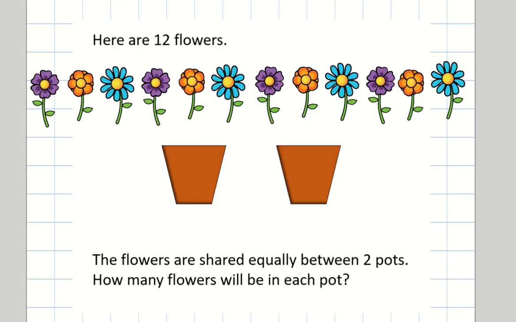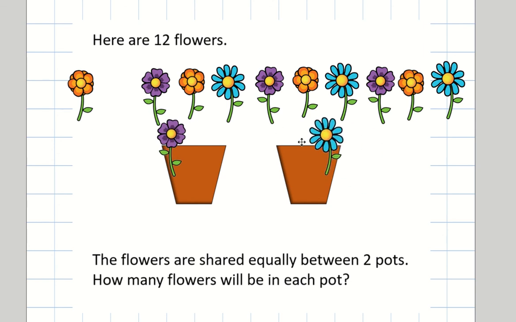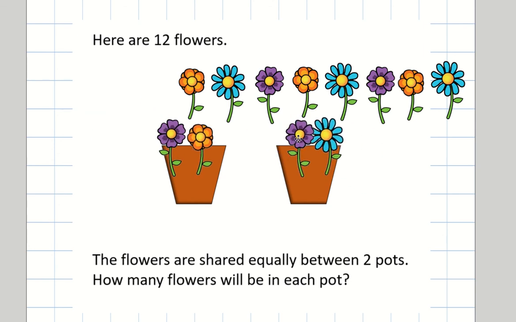Let's have a go with some flowers. We've got 12 flowers here, and the flowers are shared equally between 2 pots. How many flowers are going to be in each pot? So again, let's share them out. And you could be having a think whilst I'm doing this what the answer is going to be.